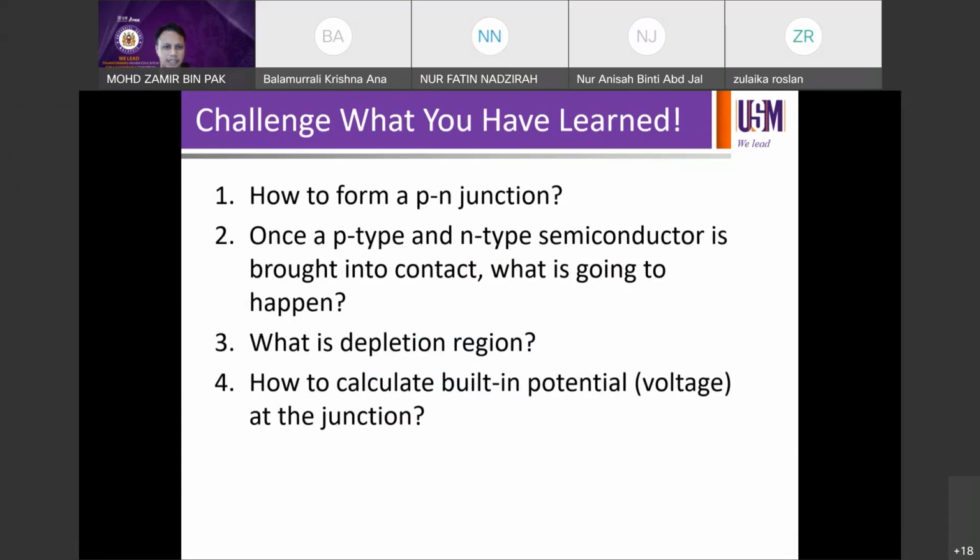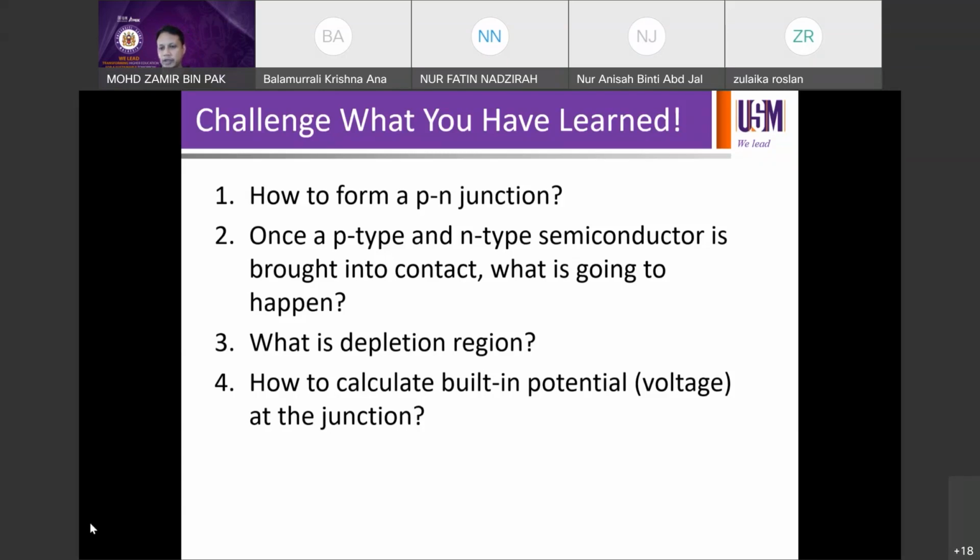Good. Second one: once a P-type and N-type semiconductor is brought into contact, what is going to happen? By making N and P in contact, good. Same thing. Second question: once you combine P and N into contact, what is going to happen next? Forming a PN junction, yes. Then what is going to happen next? You've got a junction there. What's next? Before the drift, diffusion first, right?